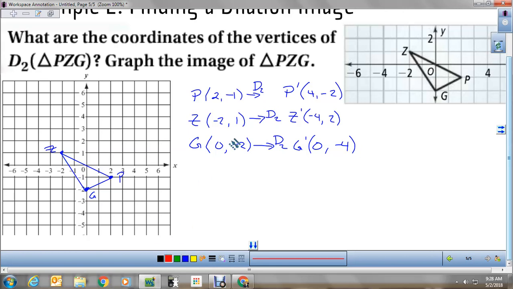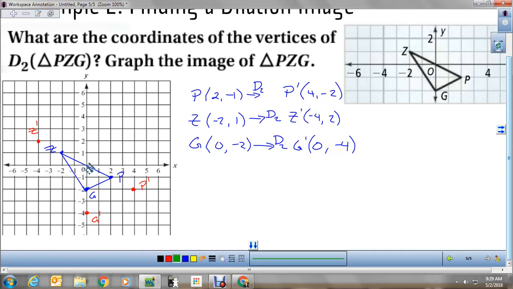Now we're going to mark our image points. We're going to start with P, which is going out 4 and down 2. This is going to be P prime. Then we have Z prime, which is going to be at negative 4 and positive 2. And G is going to be down here at 0, negative 4. This is G prime.